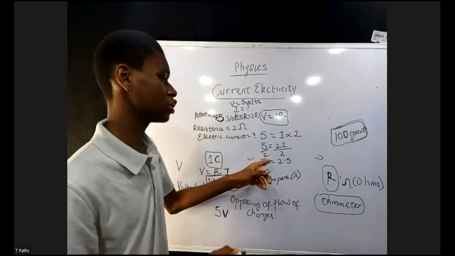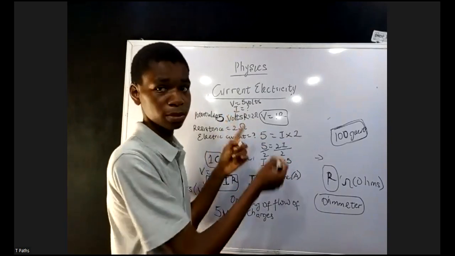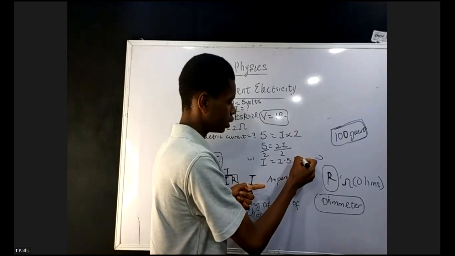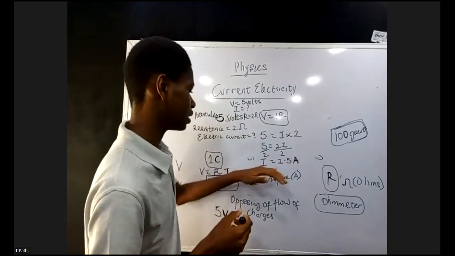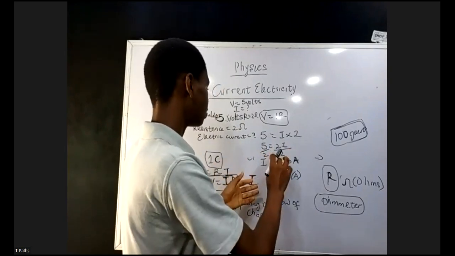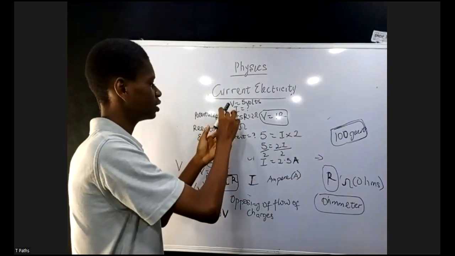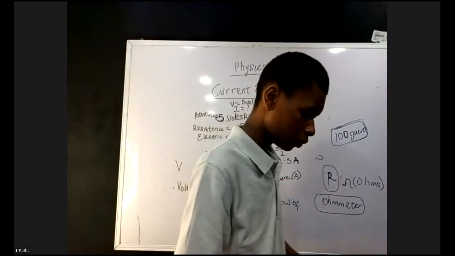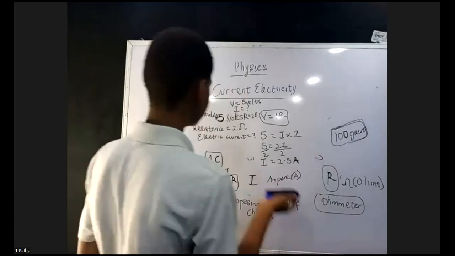But then I'm not done. This is not correct if I leave my answer like this. So I have to put my unit. I equals 2.5 amperes. So this way I have my answer as 2.5, which means the current passing through a circuit with potential difference of 5 volts and a resistance of 2 ohms is 2.5 amperes. Okay, let's take another question.